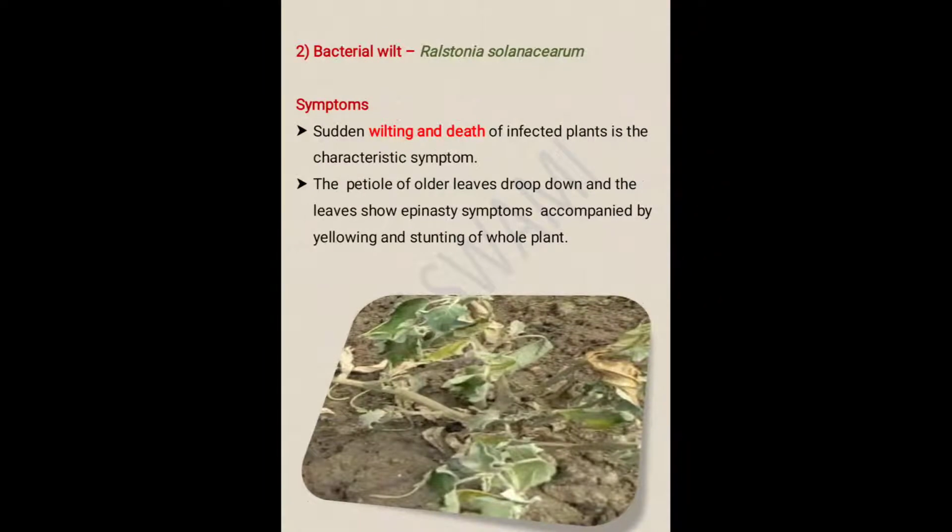The next symptom, the petioles of older leaves droop down and the leaves show epinasty symptoms accompanied by yellowing and stunting of the whole plant.